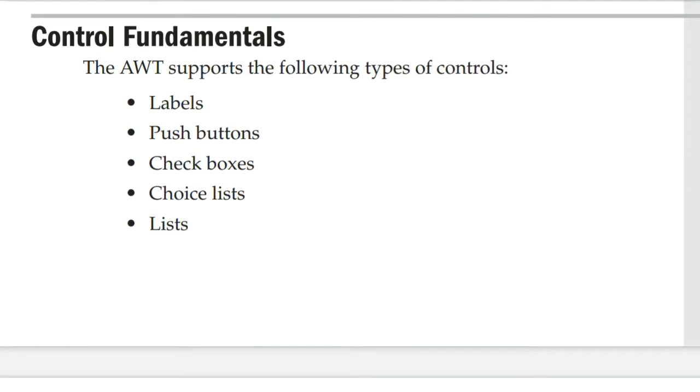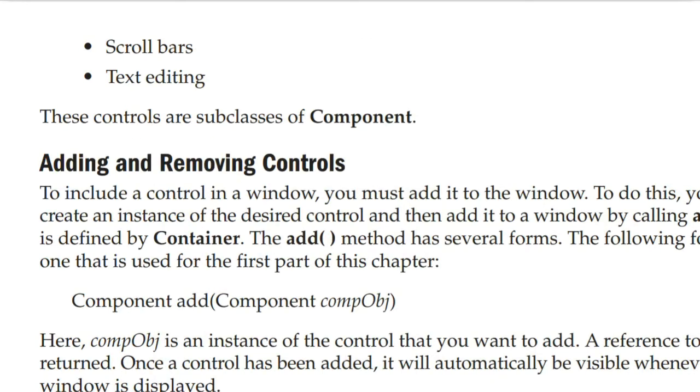Control fundamentals. The AWT supports the following types of controls: labels, push buttons, checkboxes, choice lists, lists, scroll bars, and text editing. These controls are subclasses of Component.